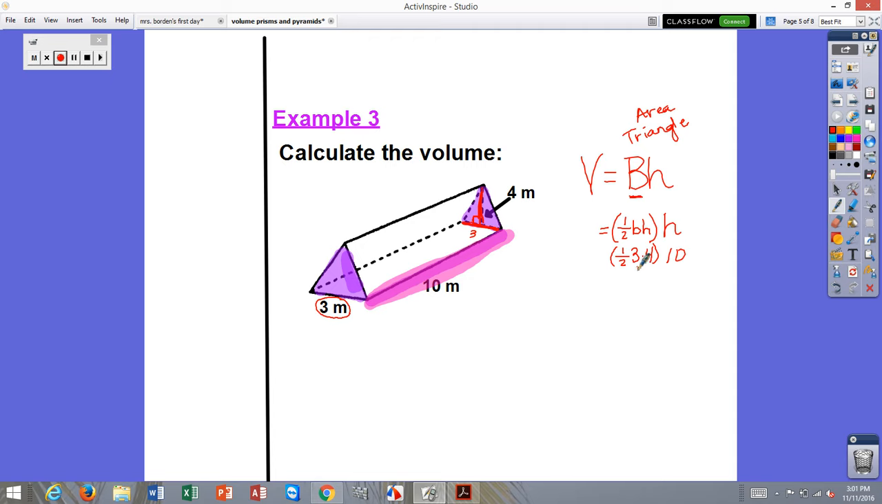Okay? So half 3 times 4. Well, first of all, 3 times 4 is 12. So half of 12 times 10. Half of 12 is 6. So 6 times 10 would be 60. So the volume of my prism, my triangular prism, is 60 meters cubed.